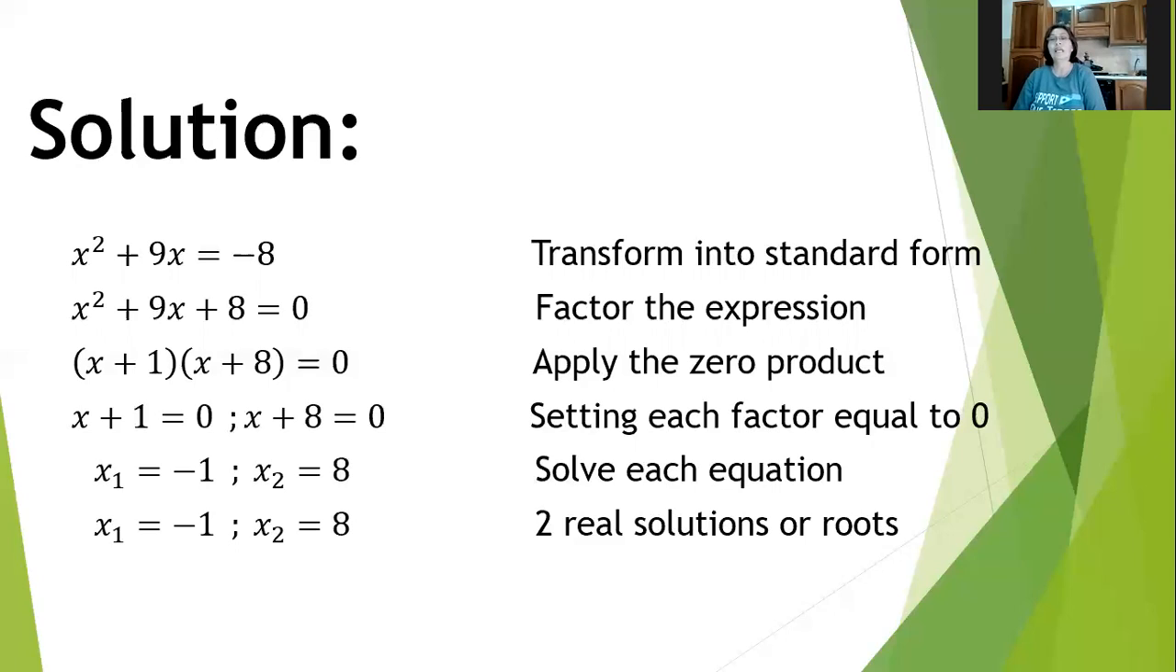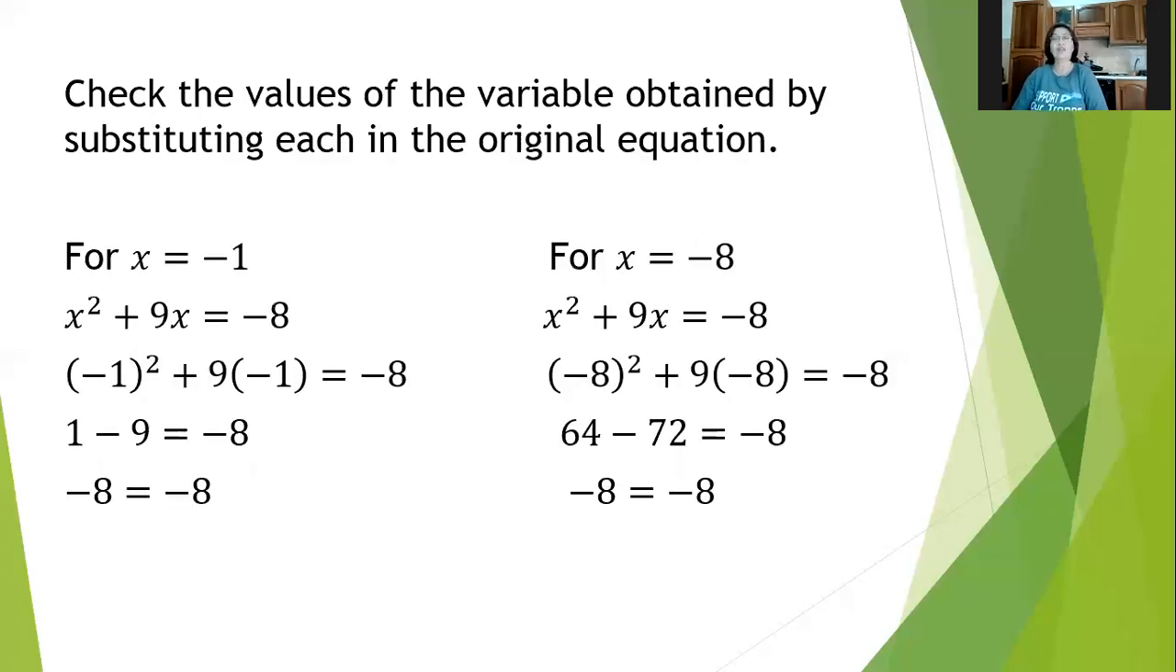Then apply the zero product property. Meaning to say, we have to set each factor equal to 0. X plus 1 is equal to 0, and the other one is x plus 8 is equal to 0. Therefore, solve each equation. X sub 1 is equal to -1, and x sub 2 is equal to -8. We have two real solutions or roots. Is that clear, class? Okay, another example.